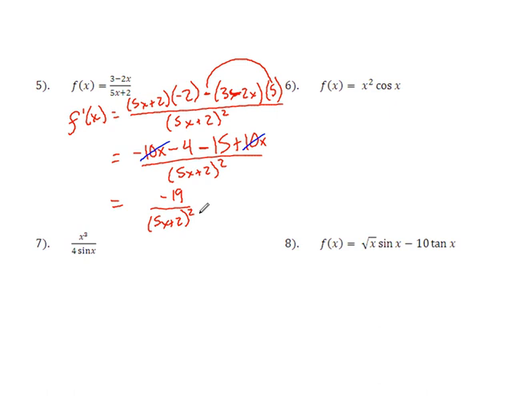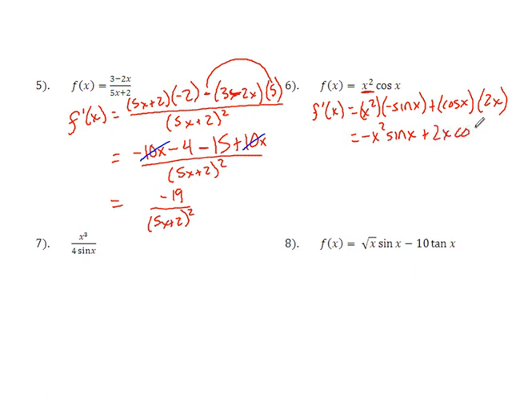Number 6, we have product rule. So over here, we're going to do first times derivative of the second. So there's your first, x squared. Derivative of the second is negative sine of x, plus the second is cosine x. Derivative of the first is 2x. Simplify, just negative x squared sine x plus 2x cosine of x. Very straightforward. 7, we got another quotient rule.